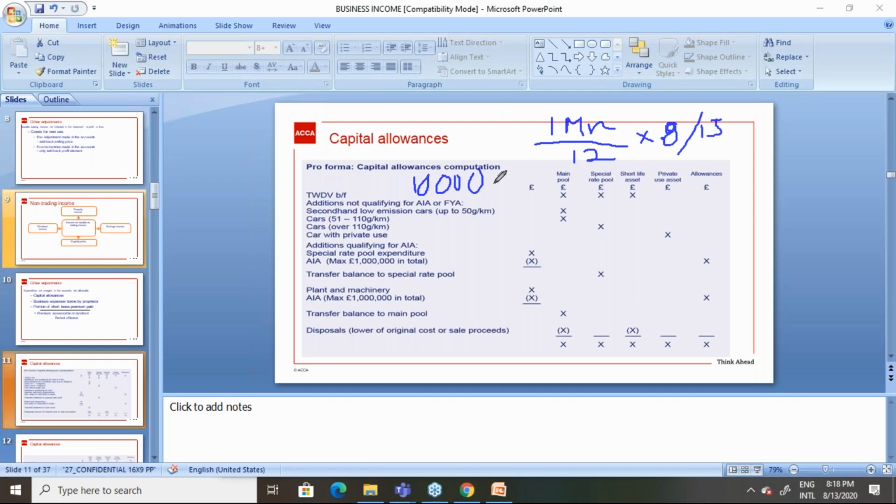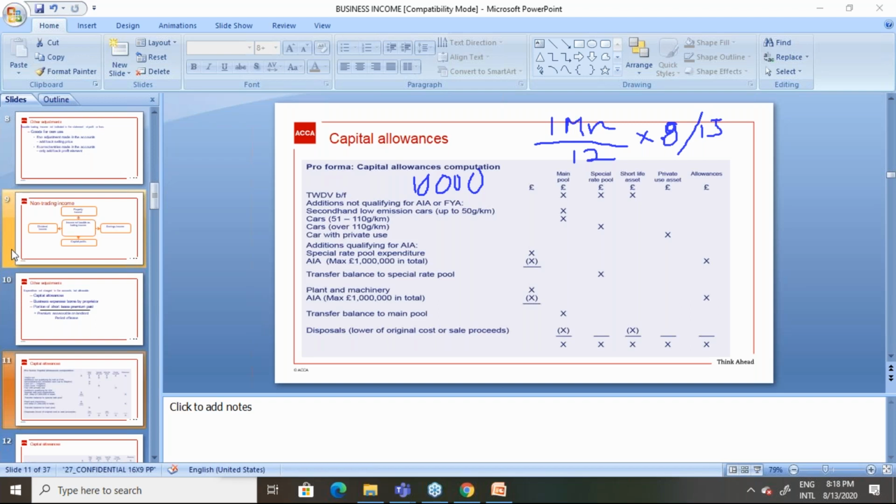This is applicable to any type of energy saving plant and machinery or environmental friendly plant and machinery. So that is what we call first year allowance. And one more thing, like annual investment allowance, we don't have to time apportion first year allowance. Whatever the cost you incurred, 100% you can claim as first year allowance, notwithstanding the accounting period of the business.